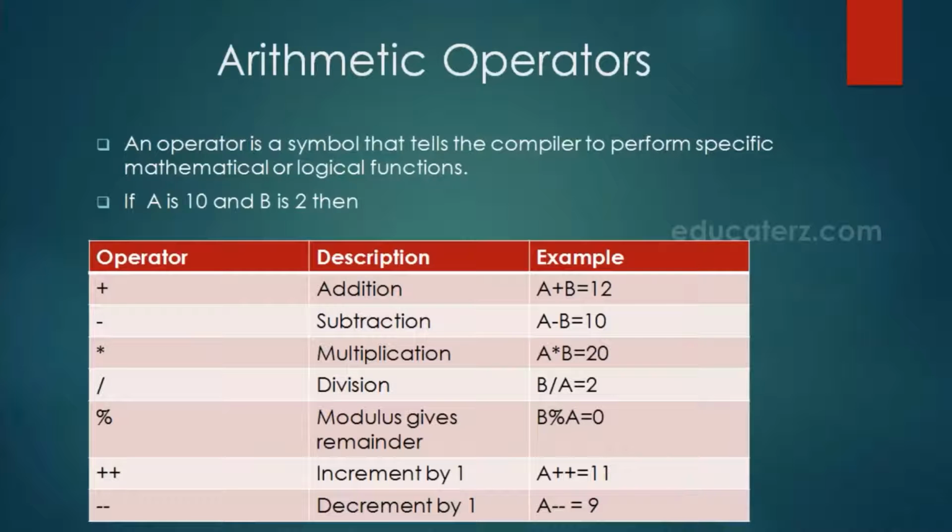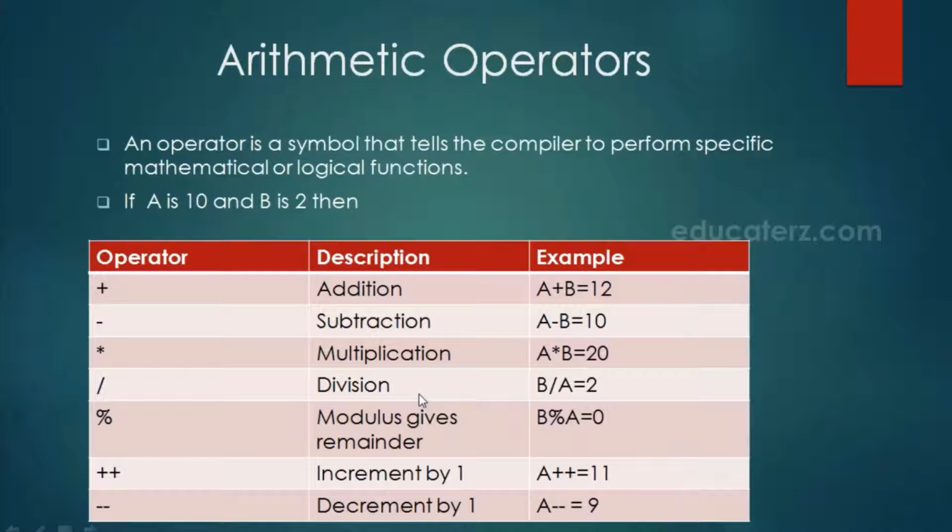Then we have operators. An operator is a symbol that tells the compiler to perform specific mathematical or logical functions. Now we'll discuss arithmetic operators. If A is assumed to be 10 and B is 2, then the plus operator means addition, so A plus B will be 12. Minus is subtraction, so A minus B will be 8. Star is multiplication, so A star B is 20.